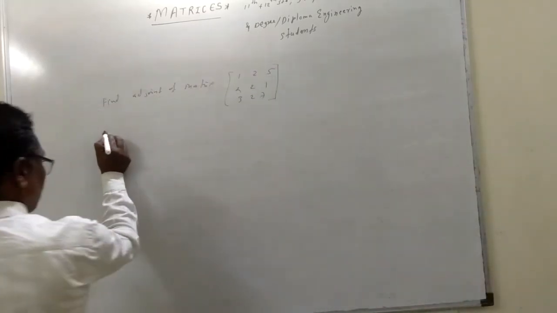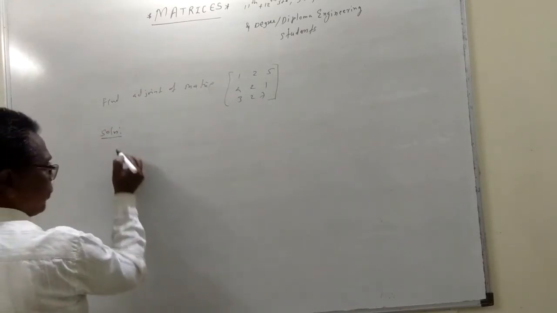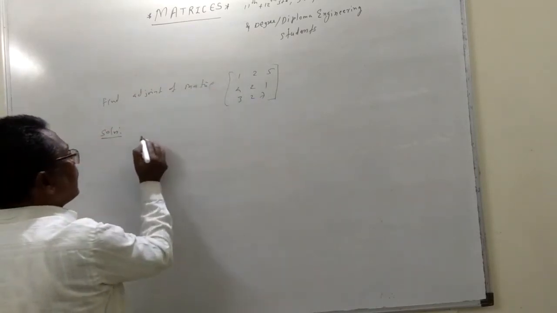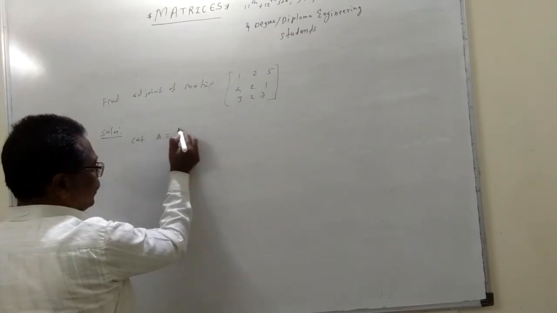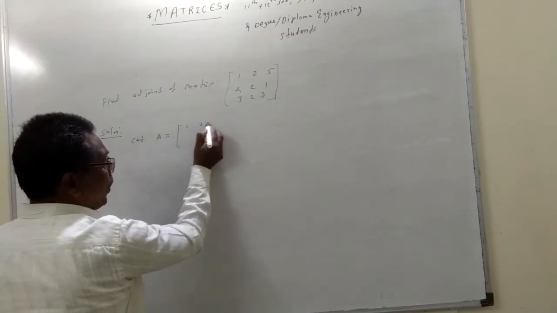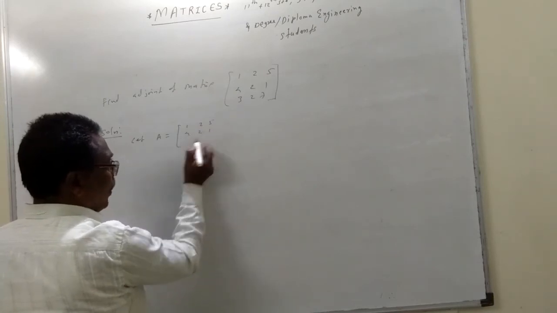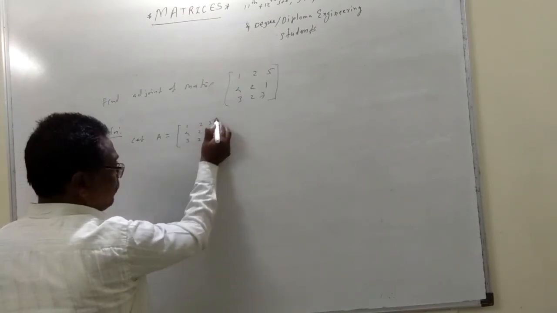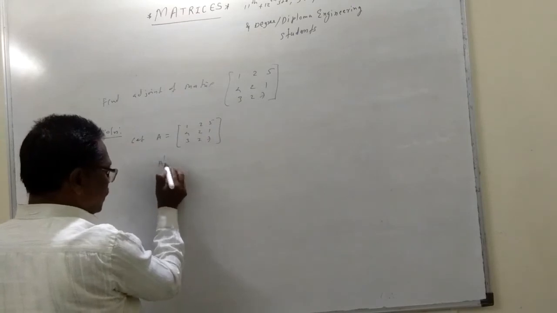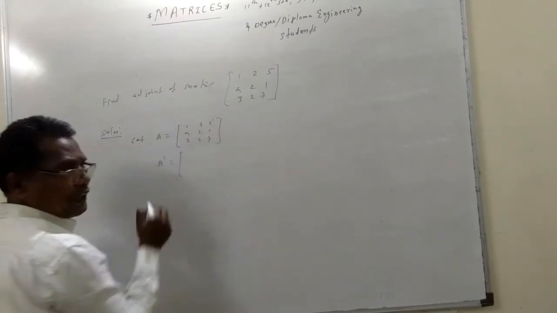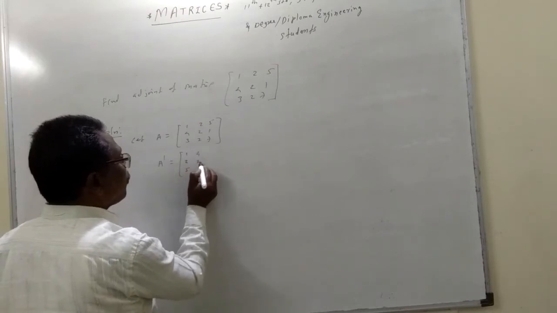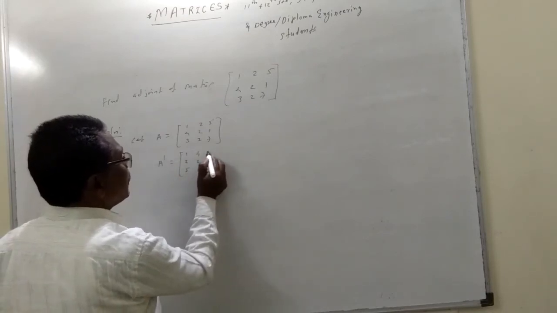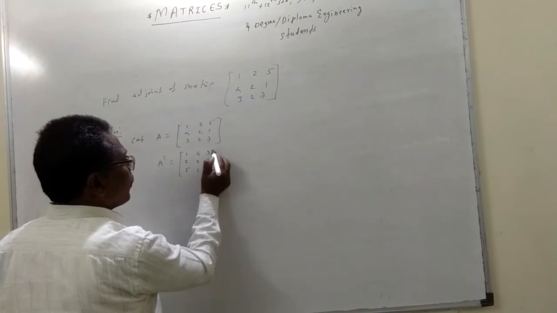So solution: you keep the procedure in mind and solve. First you indicate this matrix as A, any capital letter. So let A be equal to the given matrix 1, 2, 5, 4, 2, 1, 3, 2, 7. Now you write the transpose of that, so interchange rows and columns. So 1, 2, 5, 4, 2, 1, 3, 2, 7.